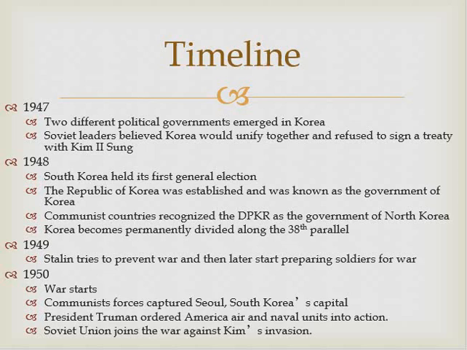Stalin tries to prevent war and then later starts preparing soldiers for war. And in 1950, the war starts. Communist forces captured Seoul, South Korea's capital. President Truman ordered American air and naval units into action. The Soviet Union joins the war against Kim's invasion.